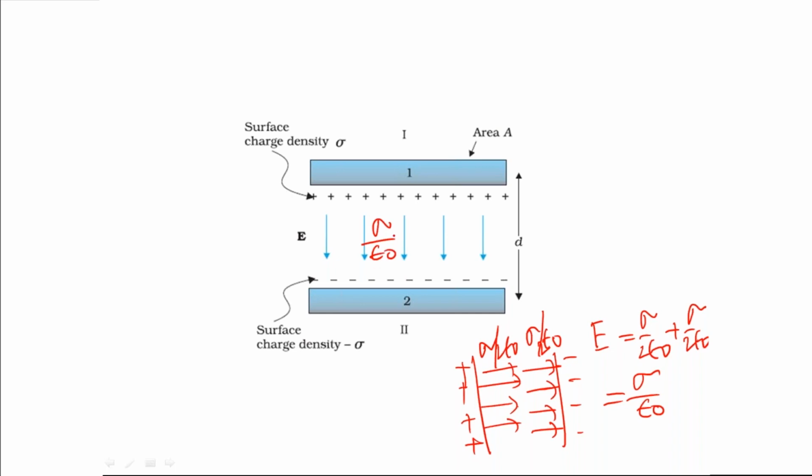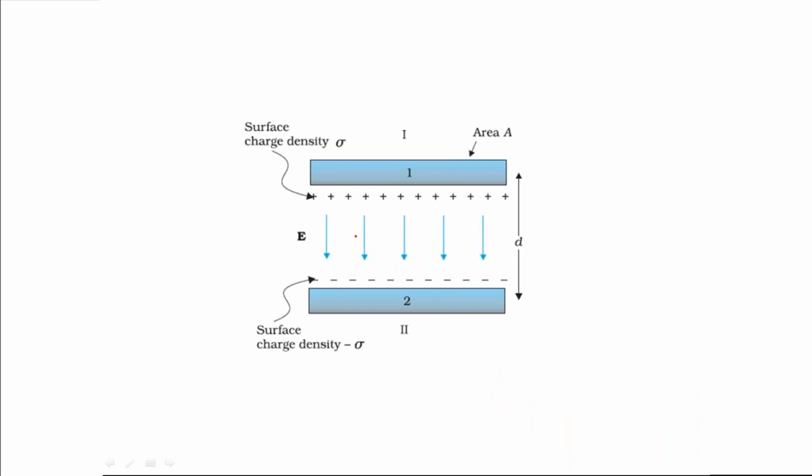Okay, sigma by epsilon naught, because of both the plates, the electric field will be here, and both of them will be adding up here and giving rise to a uniform electric field. And whenever I talk about uniform electric field, it will be denoted by equidistant parallel lines, and also the length of the arrows and field lines will be the same. Then it is a uniform electric field.